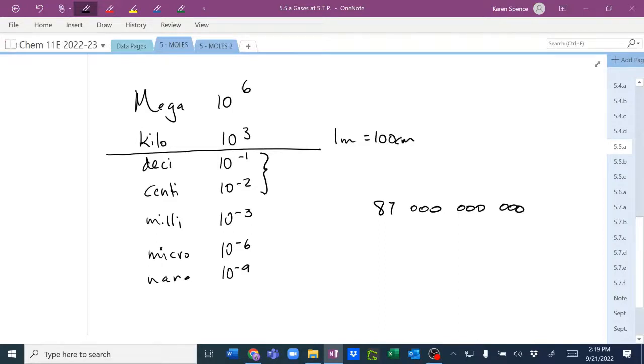Everyone with me now? Mega, kilo, deci, centi, milli, micro, nano.